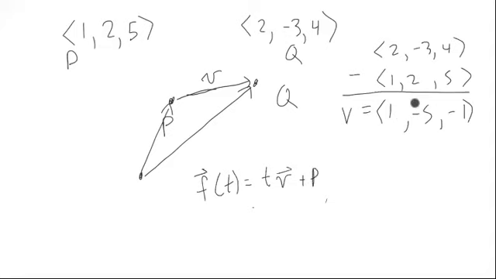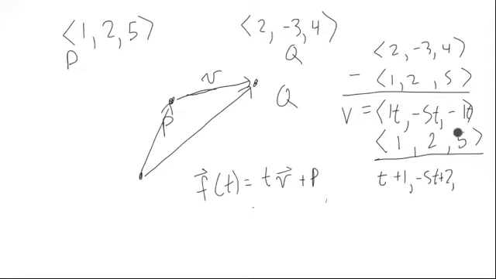We can multiply V by T, and then put in what P is, (1, 2, 5), and add. So we have (T + 1, -5T + 2, -T + 5). And that right there is the vector equation of the line.